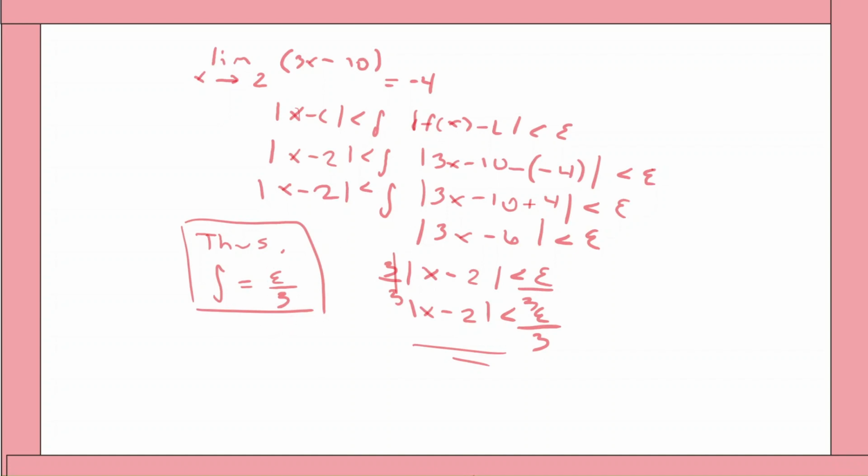Sometimes they'll give you what the epsilon is, but the process is the same. Instead of just having an epsilon here, you would have some number, and you would just say that sigma equals some number over 3. So just keep in mind that they could give you a number instead, but the process is still the same.